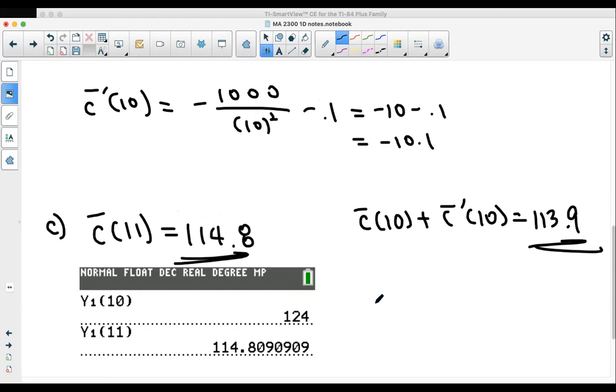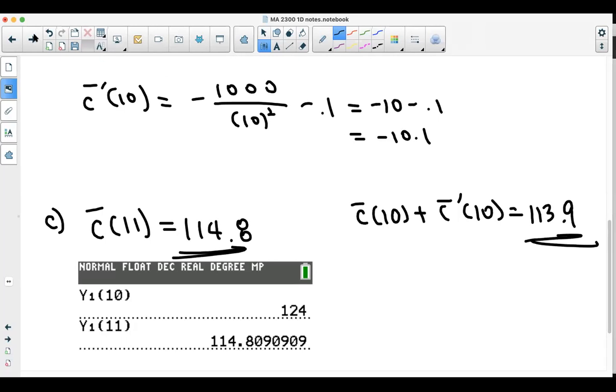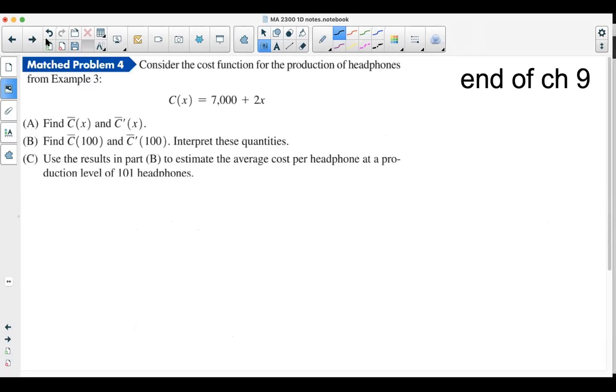I mean, they're off by 1.1, but it's only an approximation, right? So that's something which we could have done. Not bad, right? I want you to try to do this question by yourself one more time. How about that? And in fact, this will be the end of chapter 9.